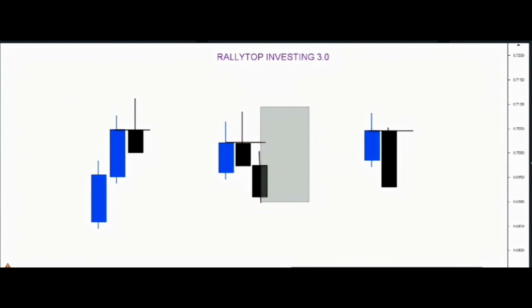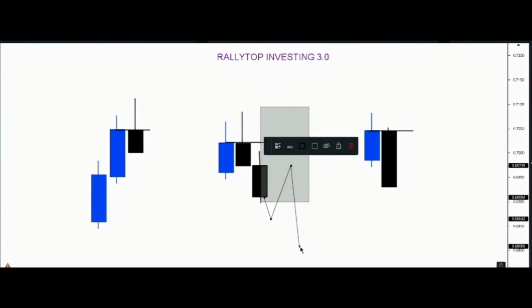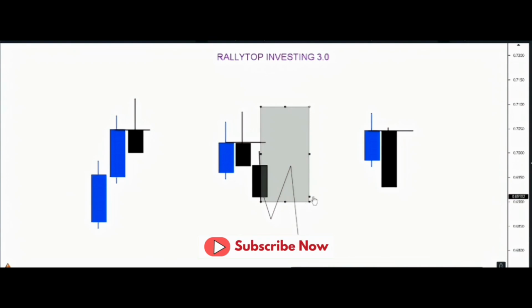So you are expecting price for the next candle to open and do something like this, come into this zone before you take it lower. Simple. Now, the minimum that you are going to be targeting here is 1 to 2. You can go as far as 1 to 5, depending on the structures of the market on your daily time frame. So that's one way.